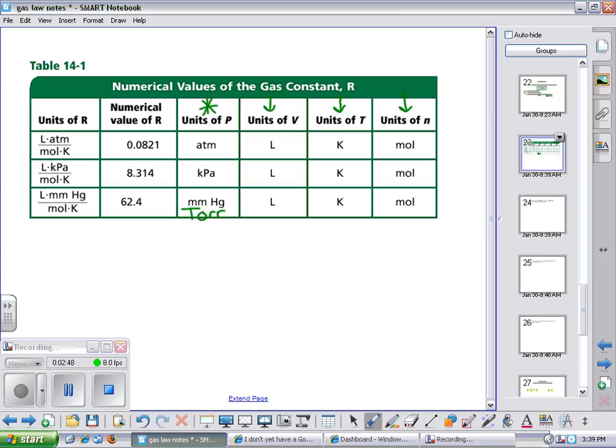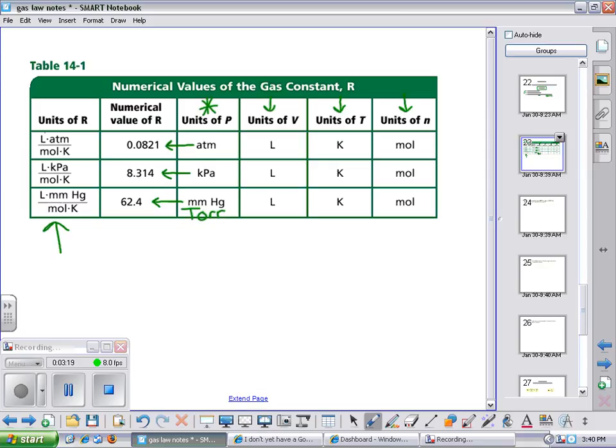So for example, if the pressure is measured in atmospheres, the R that you're going to use is 0.0821. If the pressure is measured in kilopascals, the R that you're going to use in your problem is 8.314. If your pressure is measured in either millimeters of mercury or torrs, the R that you're going to use is 62.4.